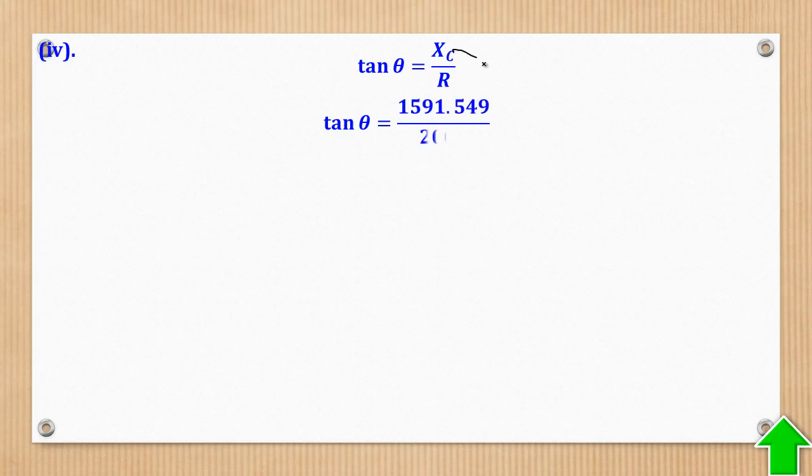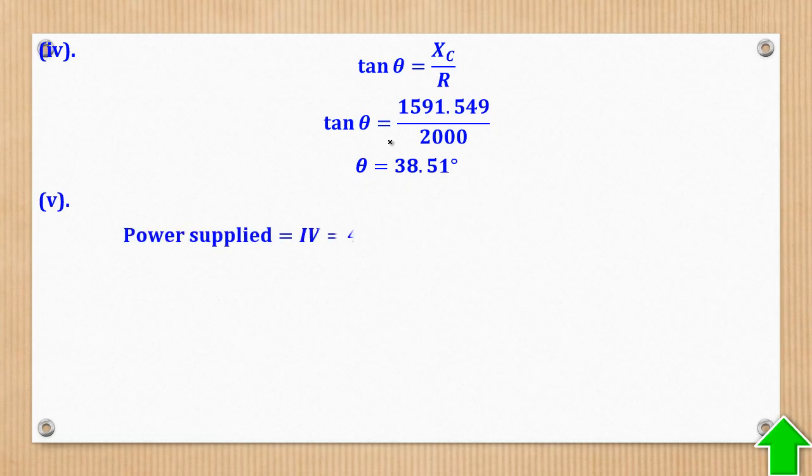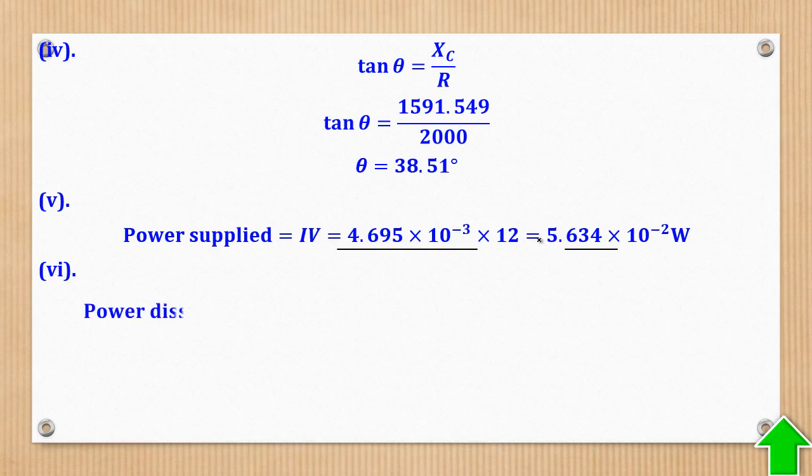Roman 4, phase angle: you get it from tan theta is equal to XC over R. Substitute for XC and for R to get the value of theta. Roman 5, power supplied is IV, which is equal to this. Then Roman 6, power dissipated is I squared R.